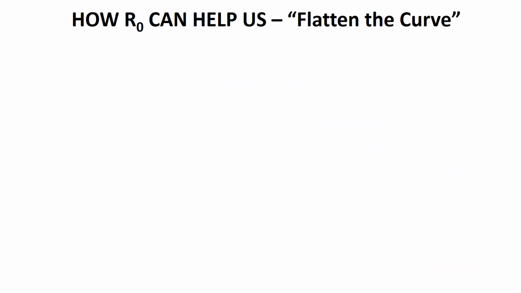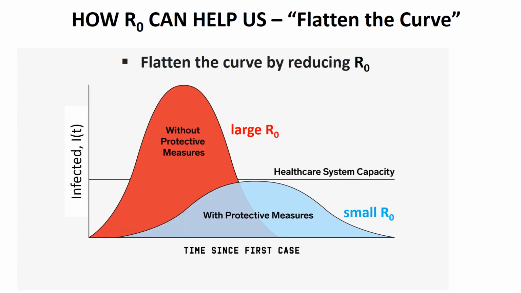So this leads us on to the important term, flatten the curve. And what that means is that you take protective measures so that those infected I of t never rise above the healthcare system capacity. And you do that by taking mitigation measures which reduces R0. So you both flatten the curve and you delay the curve. And that's what's happened in that diagram.